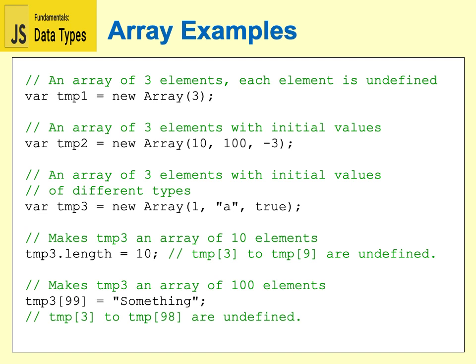How to make tmp3 an array of 100 elements? tmp3[99] is equal to something. You can give any value as the initial value for tmp3[99]. Here this makes tmp3[3] to tmp3[98] undefined. Only tmp3[99] has some value. The rest of the index positions will be left uninitialized, so undefined.